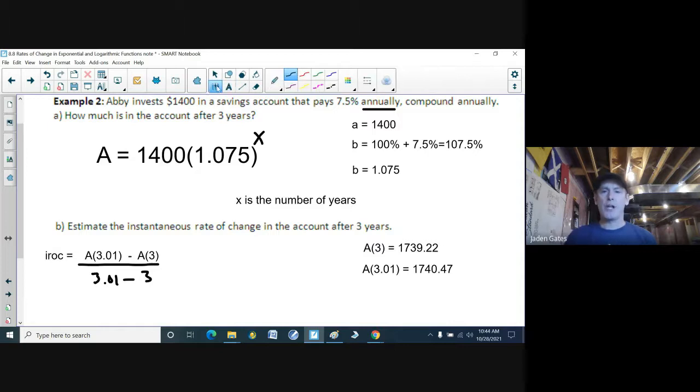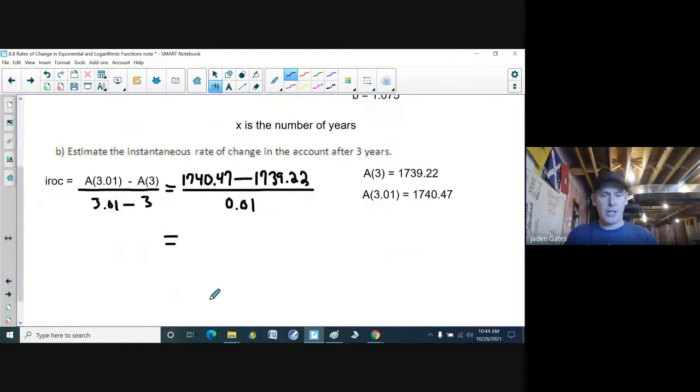All right, so now I'm going to plug those values in. I got my 1,740.47, subtract 1,739.22. And then I'm going to divide that. Of course, if I take 3.01 minus 3, well, that's just 0.01. All right, so I do a little bit of math here. Take those numbers up top, I subtract them, and then divide by 0.01. Oh, odd. Okay.